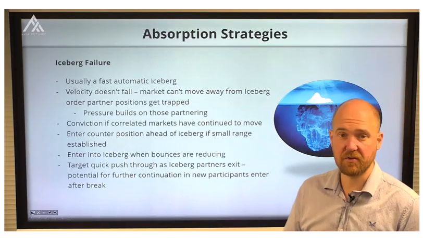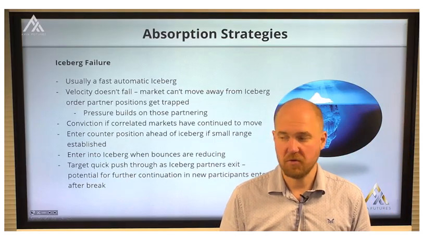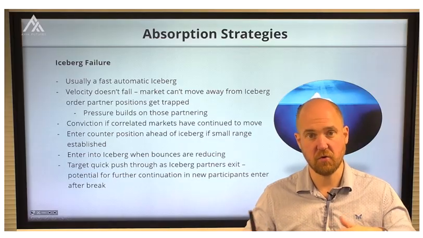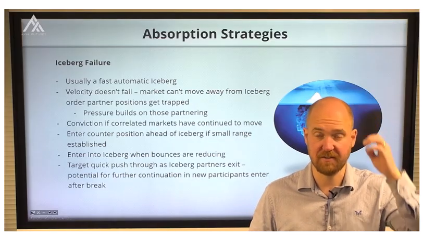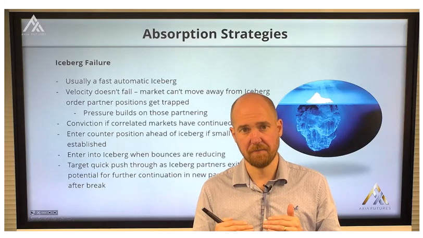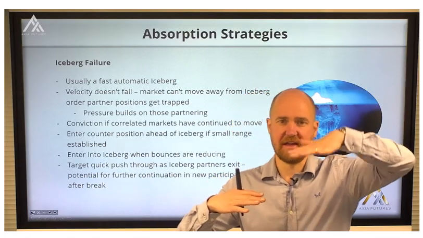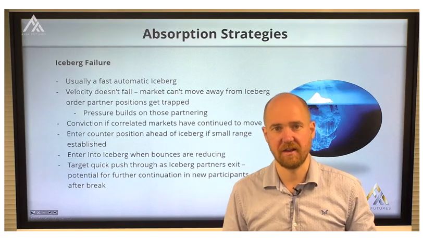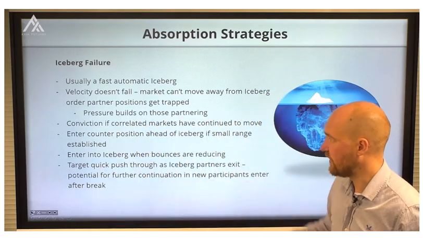Other things that can help you is correlated markets. If you've got another market moving at the same time, and you'd expect the market that you're trading to be moving in a similar direction, in a similar way, the iceberg essentially is just acting as a short-term barrier. Once it's out of the way, you can then catch up to the main market or the other market that you're correlating to. So look for other markets to add conviction to your trades.